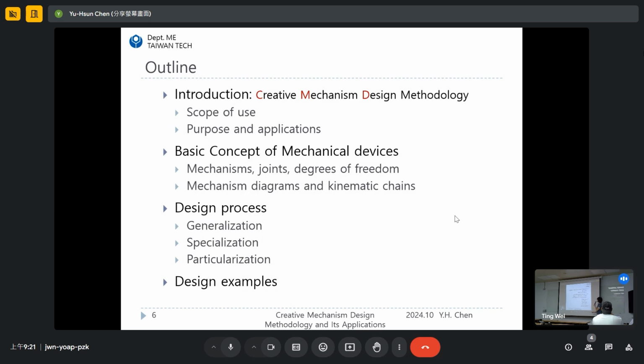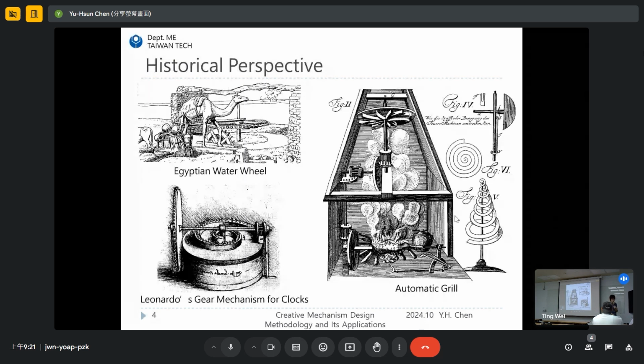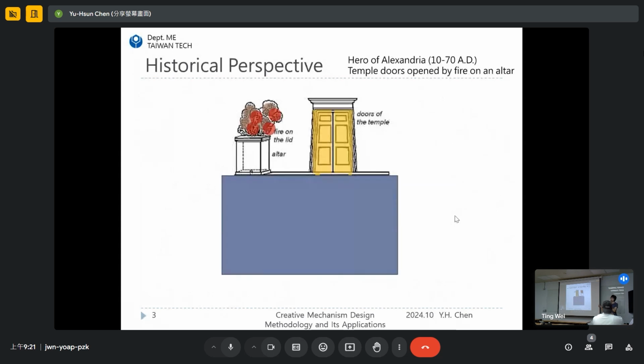So the outline is, at first we will have an introduction about the creative mechanism design methodology. So as an example for the mechanism designs we have already seen, what is the most difficult part? Let's look backward. If today we got a task, if we have to do something like this one, what is the most difficult part? You think about that?